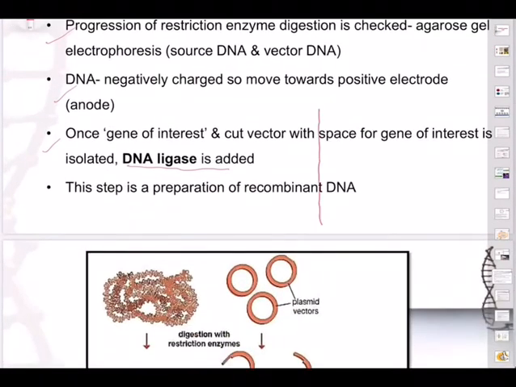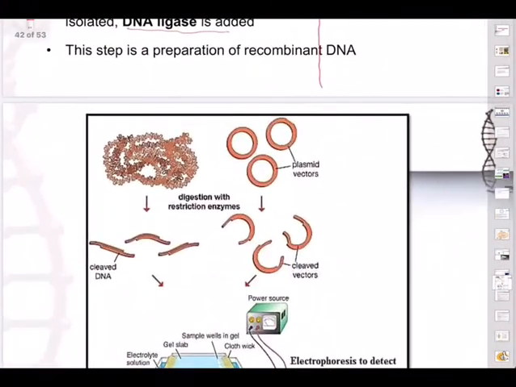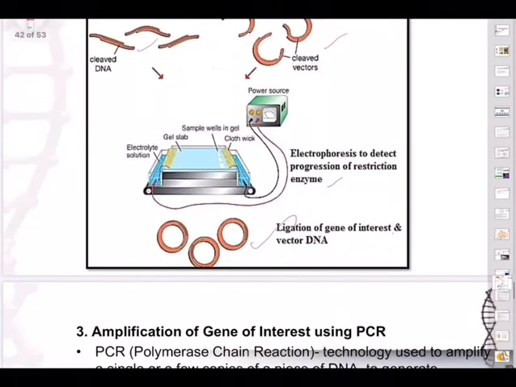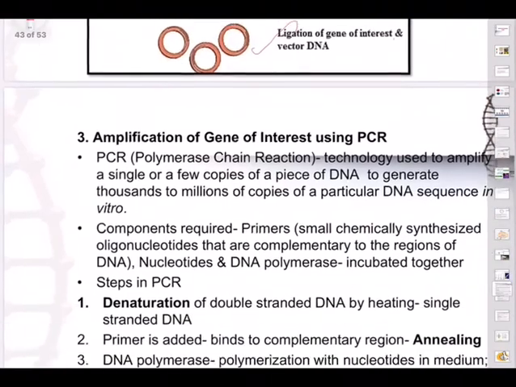Now we go to the diagram part of it. You can see here digestion with restriction enzymes, your cleaved DNA. Then of course electrophoresis. And here plasmid vectors, cleaved vectors, and then electrophoresis to detect progression of restriction enzyme digestion and ligation of gene of interest and vector. So this is how we obtain it. We use gel electrophoresis to purify the gene of interest and we get the vector DNA.